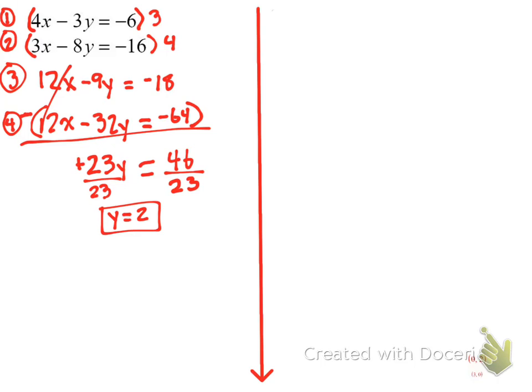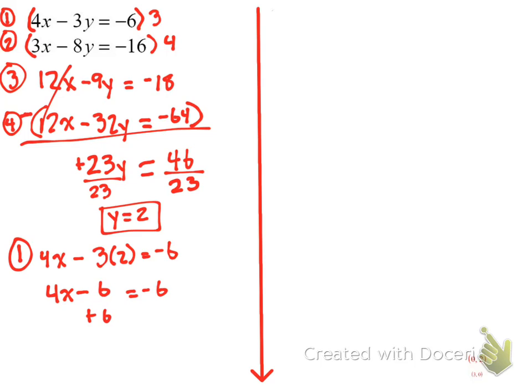Now at this point, it's the same as last week. You're just going to substitute 2 in for y in any equation. Pick any of them you want. I just picked the easiest one. So if y is equal to 2, let's pick equation 1, since there's only negative 3y. Rewrite it: 4x minus 3 times y, and y in this case is 2, is equal to negative 6. Negative 3 times 2 is negative 6.